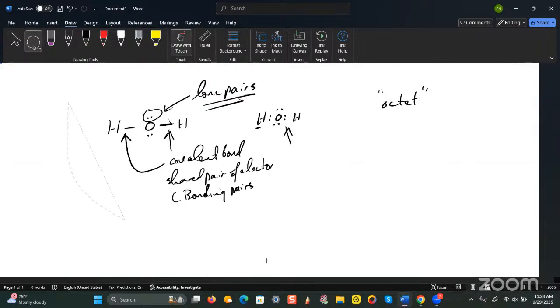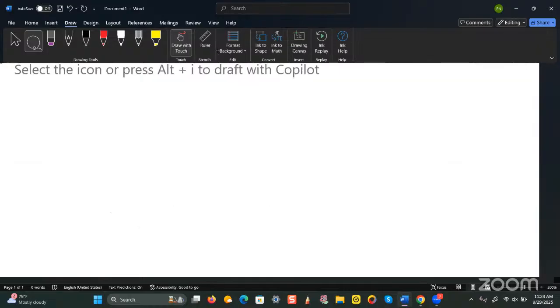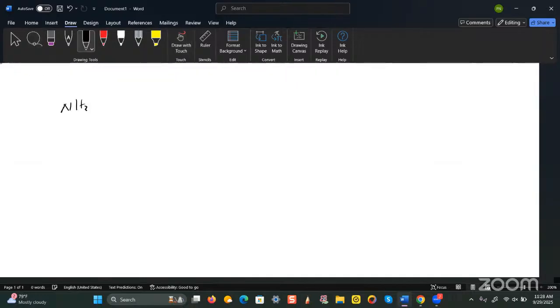Let's say you're asked to draw the Lewis structure for ammonia, which has the formula NH3. The first step in this process is that you count up what we call the number of valence electrons, and these are the electrons that will be involved in bonding. You might be wondering, how do we determine the valence electrons? Well, that's very easy. All you have to do is consult the periodic table and look up the group number for the different elements involved.